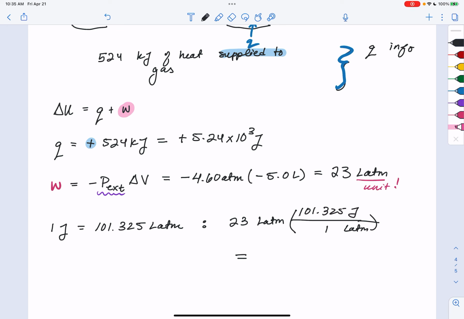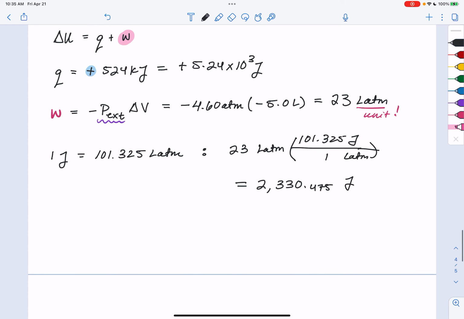So then 101.325 times our 23 liter atmospheres gives me 2,330.475. And let's see here. Number of sig figs would be 2. So technically, I'm just going to write this whole number first, and then we'll get our sum. So this is our work. And notice the work sign is positive work.